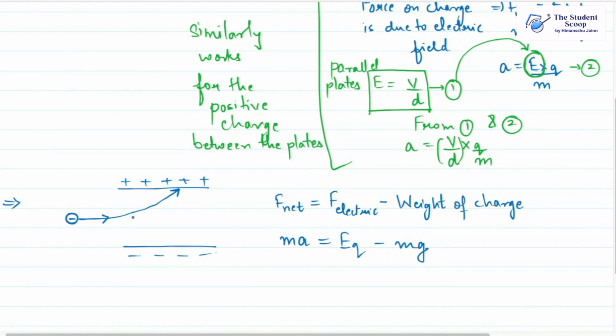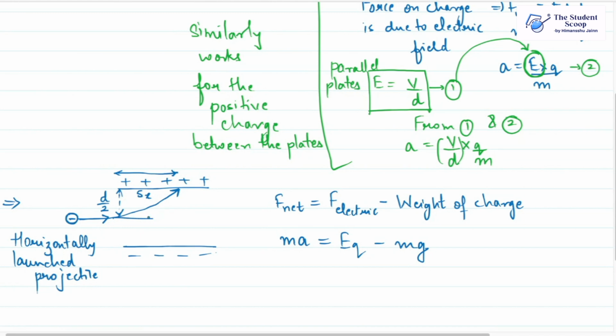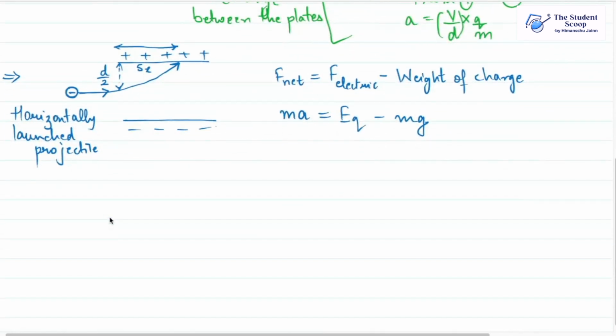Now this also leads to a case of projectile motion. If you see, this is like a horizontally launched projectile. So if I want to find where exactly on the plate it lands, I might want to find the horizontal distance. Where this over here is, let's say, the vertical distance, which is d by 2. And I might have to find out s of x, where this is horizontally launched. So it is a very good topic to correlate electricity with the unit on mechanics and kinematics. So just have the awareness of this.